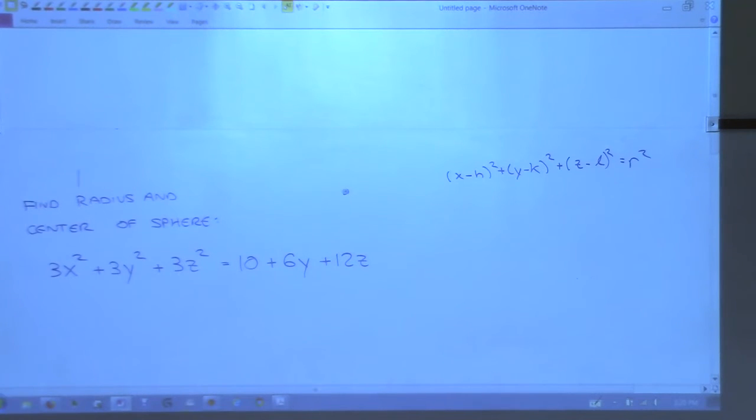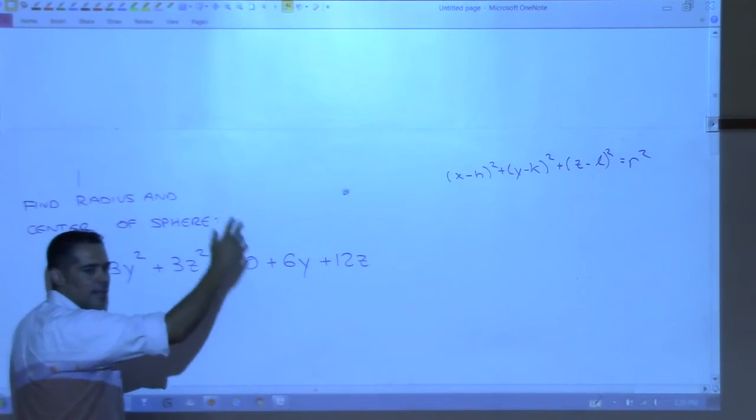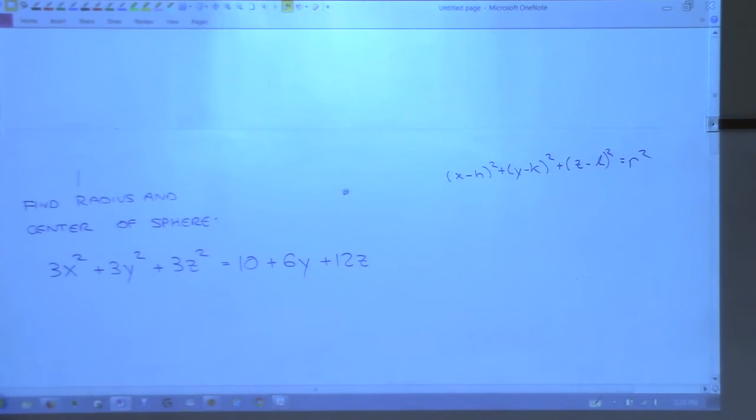Somehow, this has to become that. Right? And then you can say, oh, I see what h, k, and l are, and I can see what r is. But how are we going to get this to that? Any ideas? It's one of your favorite things. I'll give you a hint. It's not incompleting a triangle. It's completing a square. Yeah, we're going to have to complete the square here.